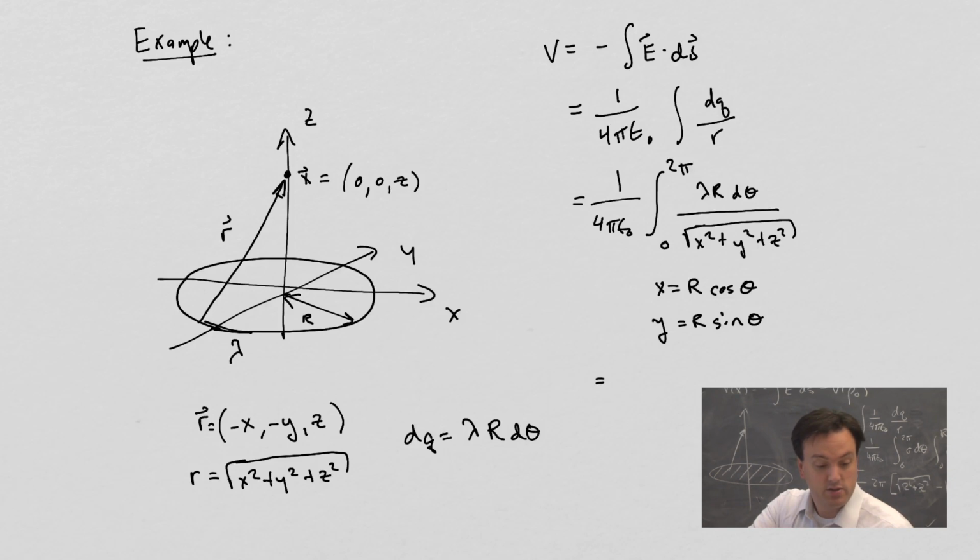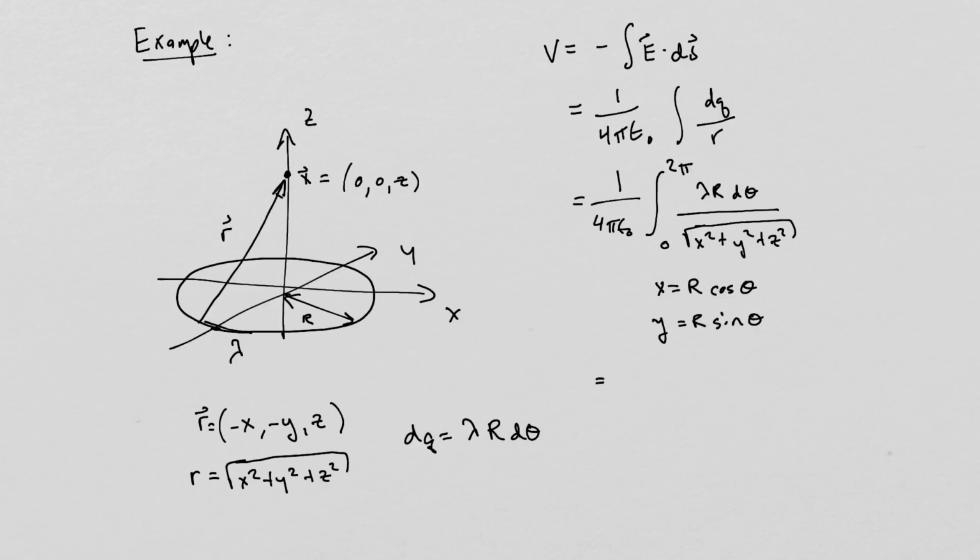So in fact, I'm just going to pull out the two constants on the top. So I have lambda r over 4 pi epsilon naught times the integral from 0 to 2 pi. And now all I have left in the numerator is a d theta. And in the denominator, I have x squared plus y squared, which is r squared cosine squared theta plus r squared sine squared theta. Well, cosine squared plus sine squared is 1, and my denominator is just r squared plus z squared. Now, I probably could have seen that if I had stared at this problem long enough, right?